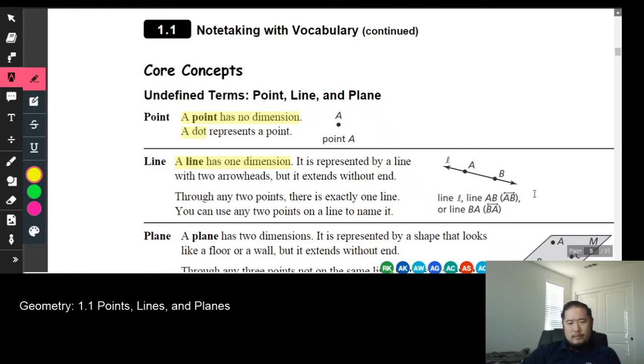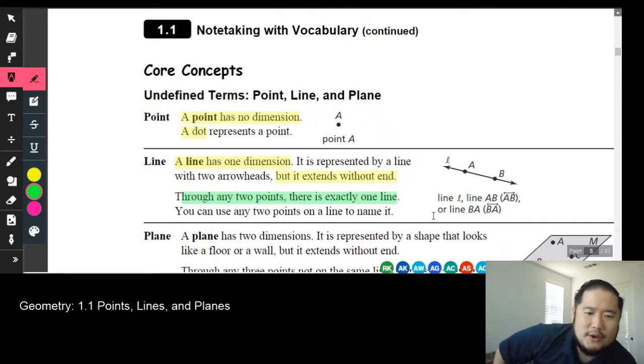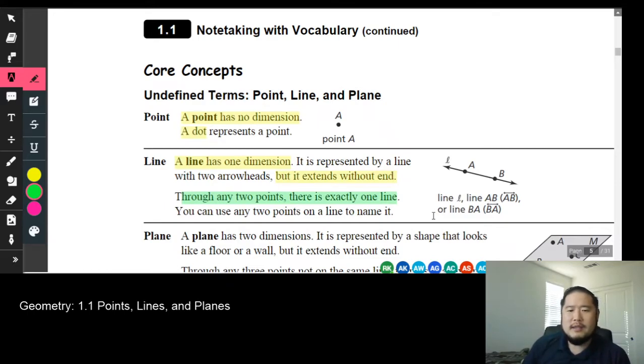So we said that it extends without end. That is big. But one of the main definitions for what makes up a line is that 2 points make up one line. Through any 2 points, there is exactly one line. This is the statement that you need to know about lines. It is absolutely important, and make sure you memorize it. We could also flip the statement and say that one line is made up of exactly 2 points.